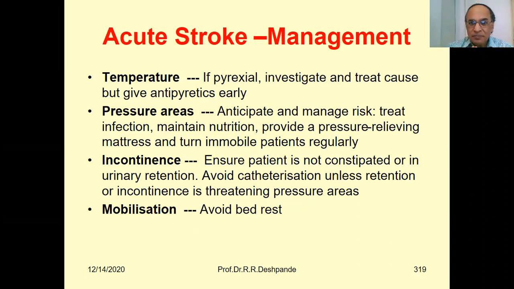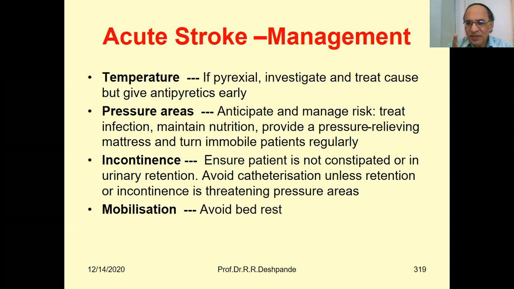Pressure areas. Anticipate and manage the risk. Treat the infections. Maintain the nutrition. Provide pressure relieving mattresses and turn the immobile patients regularly. Incontinence. Ensure that the patient is not constipated or having urinary retention. Avoid catheterization, unless there is a retention, or if there is incontinence threatening the pressure area, then do the catheter. But normally try to avoid catheterization because it can precipitate infections.